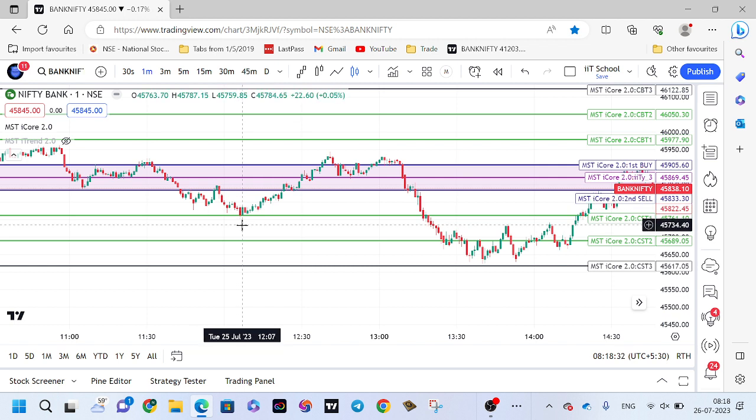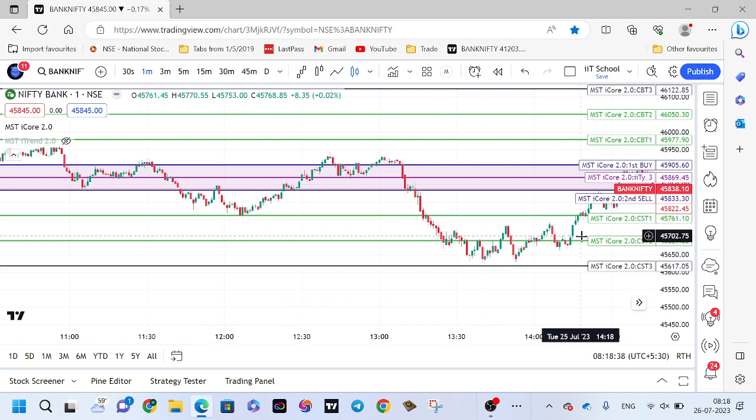What was the low? 45,774. Okay, and our target was, what was the low here? 45,757, and the target was 45,761. So perfectly our target hit.